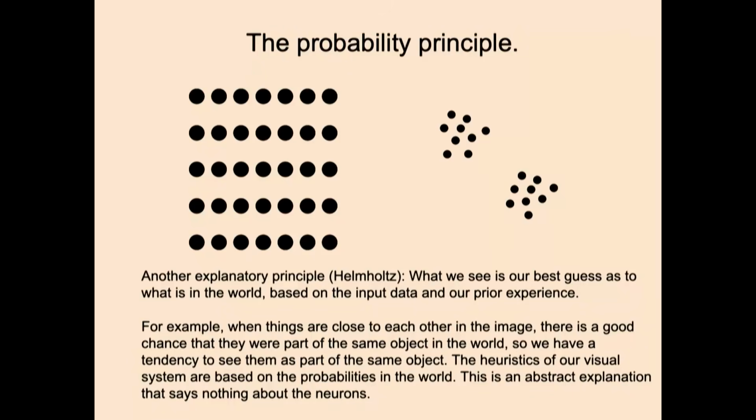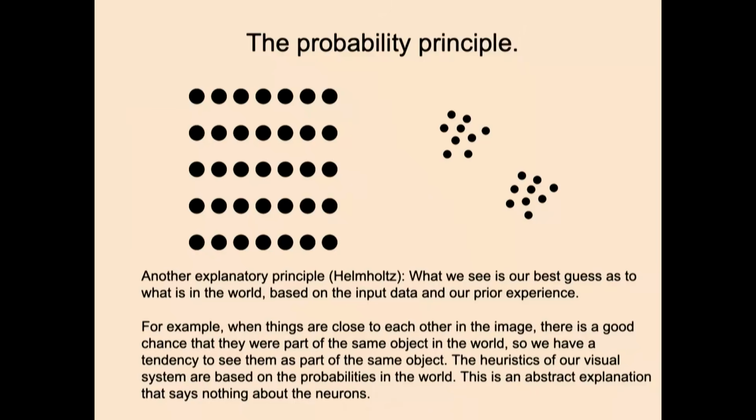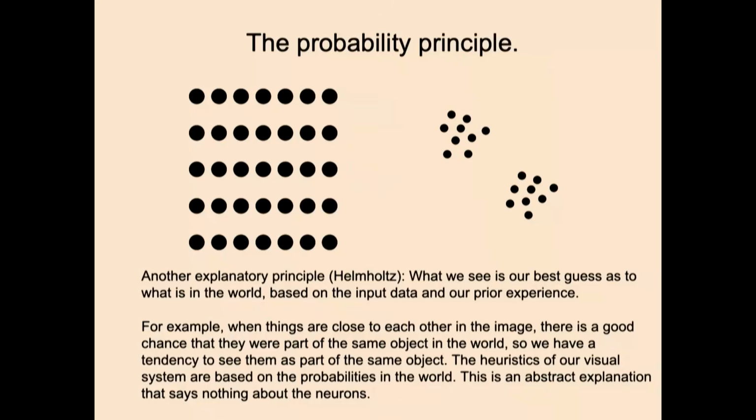Okay, so we talked about how there's a computational level description of grouping in terms of probability, right? Where the Helmholtzian view of these things is that what we see is our best guess as to what's in the world based on the input data and our prior experience. And so grouping by proximity could potentially be explained in this way, by the notion that when things are close to each other in the image, there's a good chance that they were part of the same object in the world. And so we have a tendency to see them as part of the same object. Okay, so that's sort of an intuitively appealing view of grouping. And the question is whether that is something that can be made a little bit more precise.